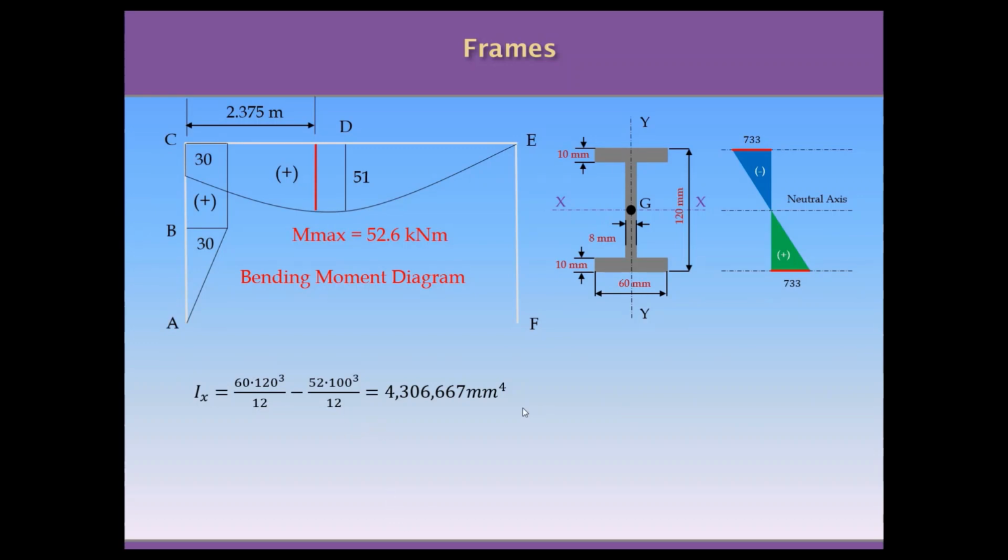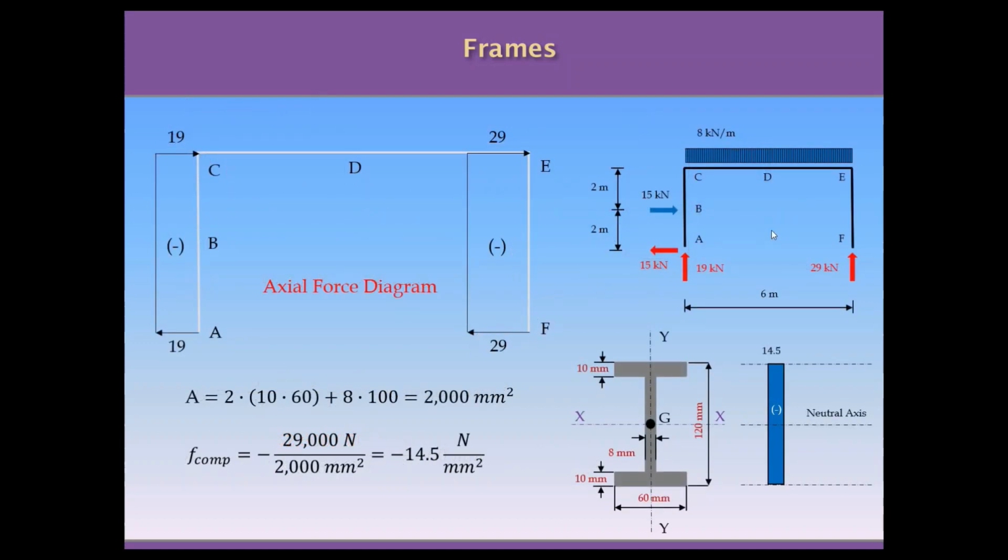We already calculated the moment of inertia of this beam, so we can calculate the maximum bending stress using the maximum bending moment expressed in Newton millimeter, times 60 millimeter, which is the maximum distance from the neutral axis to the farthest fiber on top or at the bottom of this I section, divided by the moment of inertia. We got plus or minus 733 Newton per square millimeter as the maximum bending stress for this frame, located at the location of the maximum moment.